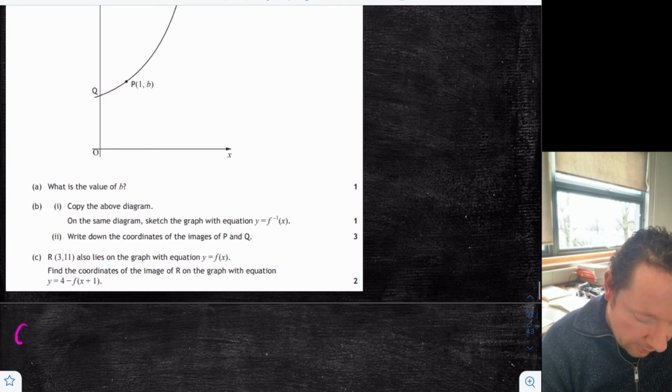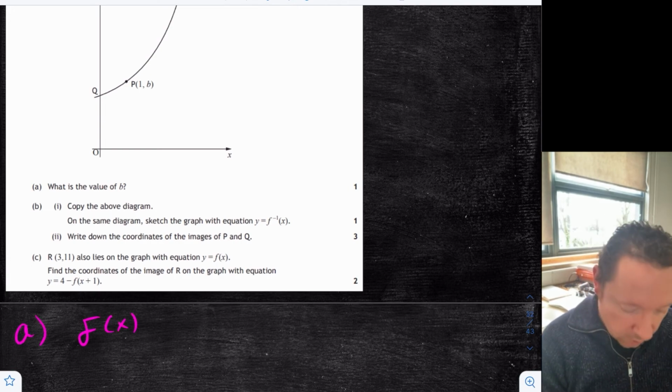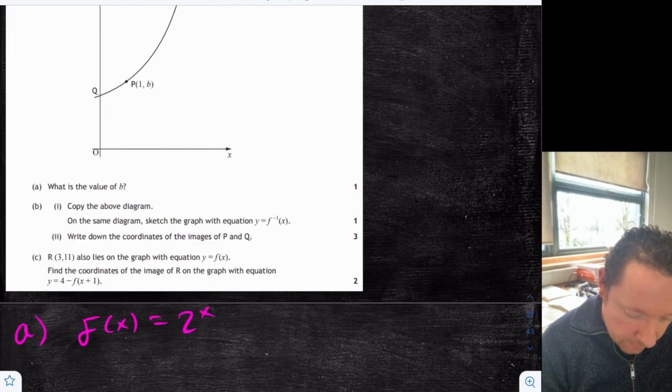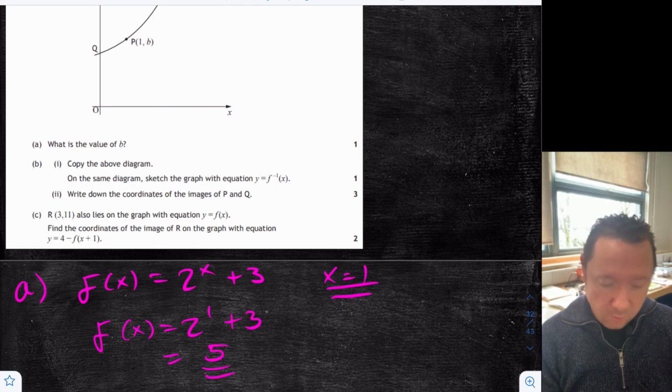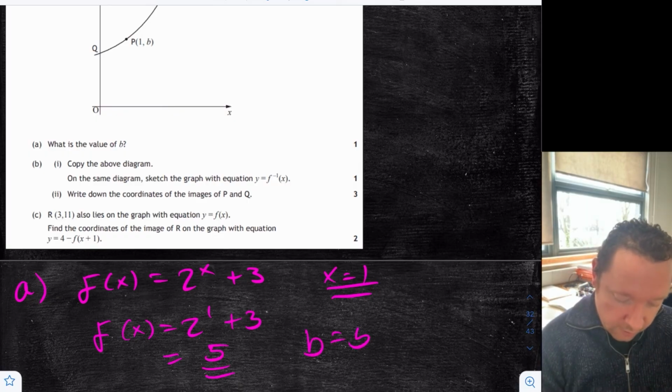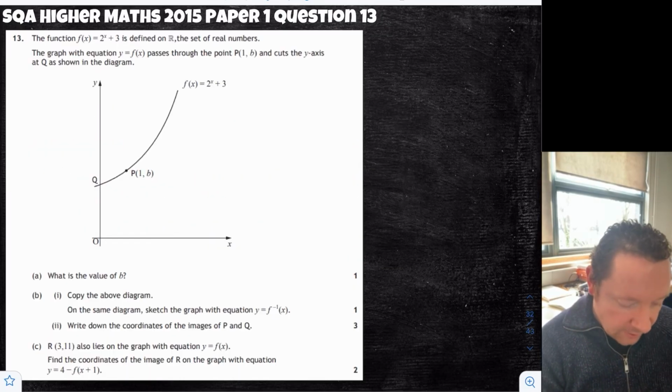So for part A, we've got f of x is equal to 2 to the x plus 3. So at x equal to 1, we're going to say that f of x equals 2 to the power of 1 plus 3, which is 2 plus 3, which is 5. So just to answer the question, b equals 5. And we're done there.